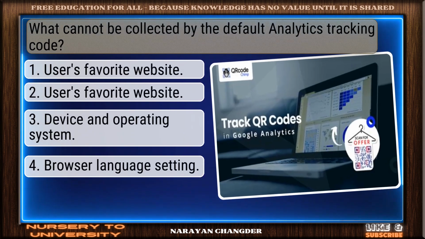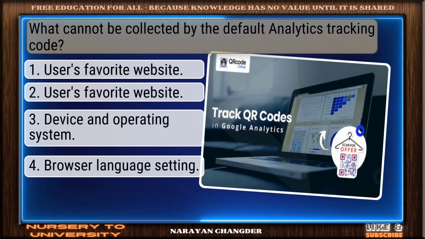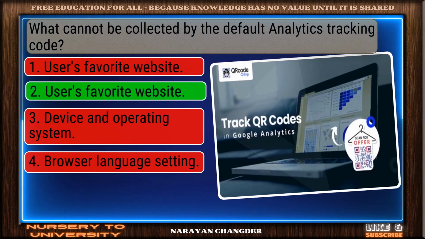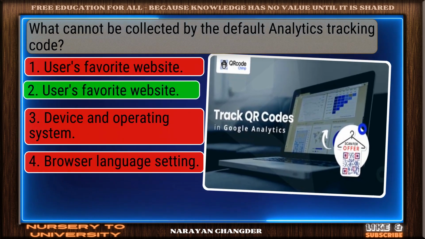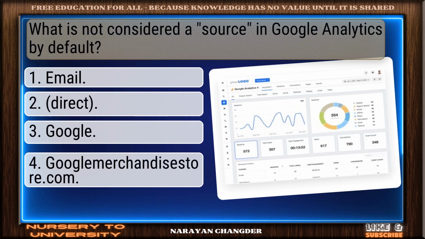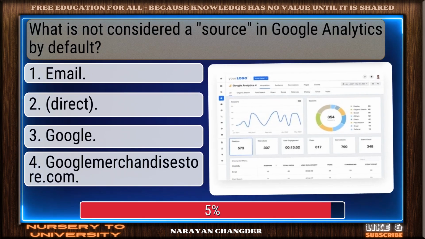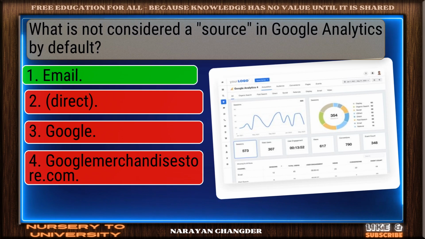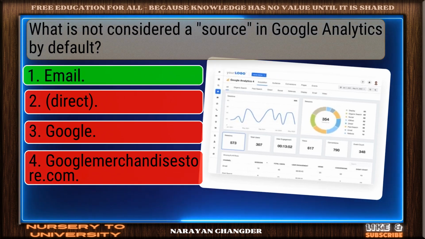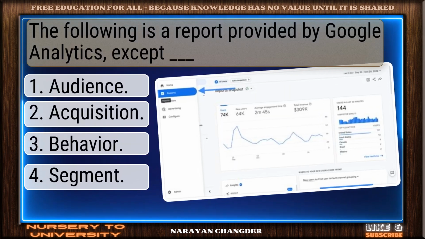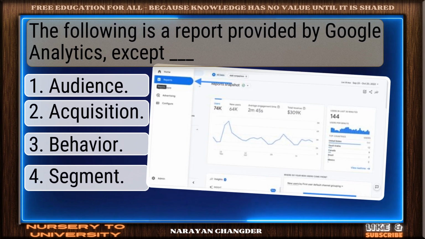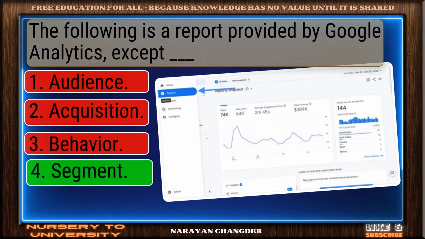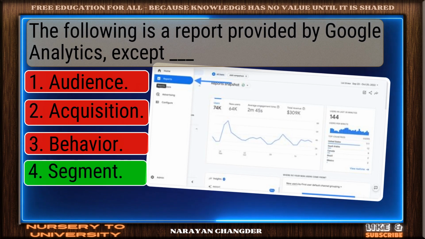What cannot be collected by the default analytics tracking code? Valid point. User's favorite website is true. What is not considered a source in Google Analytics by default? Clear logic. Your choice email is sound. The following is a report provided by Google Analytics, except a dash. You're right. Segment is the correct answer.